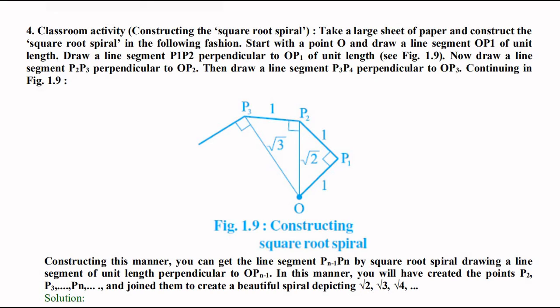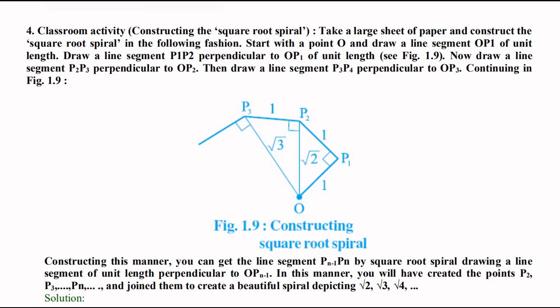Take a large sheet of paper and construct the square root spiral in the following fashion. Start with a point O and draw a line segment OP1 of unit length. Draw a line segment P1P2 perpendicular to OP1 of unit length. Now you can see it in figure 1.9. Now draw a line segment P2P3 perpendicular to OP2. Then draw a line segment P3P4 perpendicular to OP3.